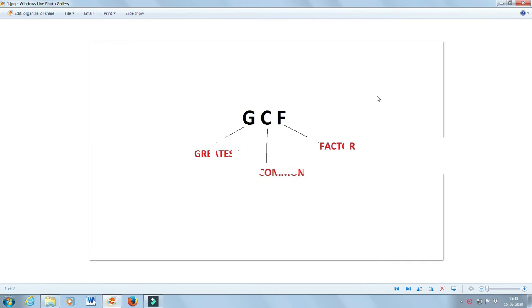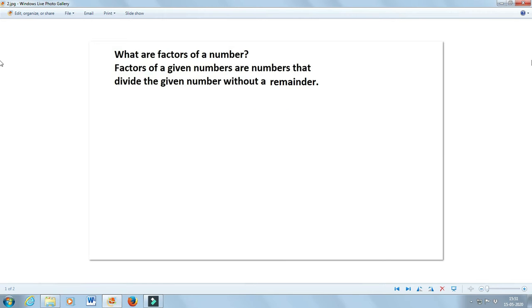GCF stands for the three words greatest common factor. First, let me explain what I mean by the term factors of a number. Factors of a given number are numbers that divide the given number without a remainder.